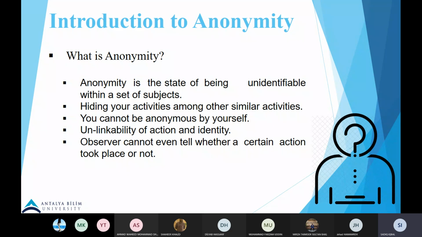So, introduction to anonymity. What is anonymity? Anonymity is the state of being unidentifiable within a set of subjects. Subjects can involve many types of things, and this is a very broad topic, because the internet is nowadays global, with huge traffic, huge data, and huge content. So anonymity is the state of being unidentifiable.